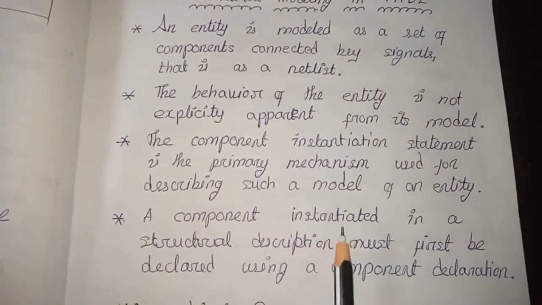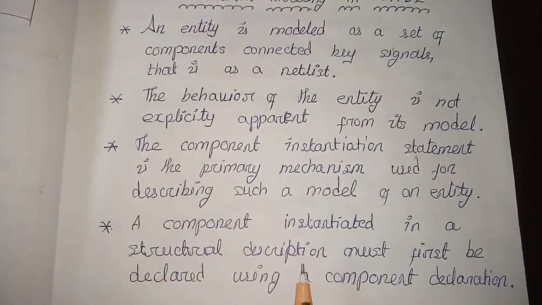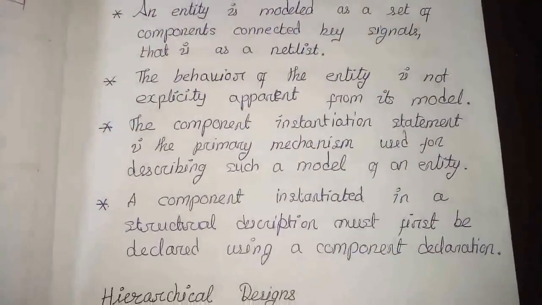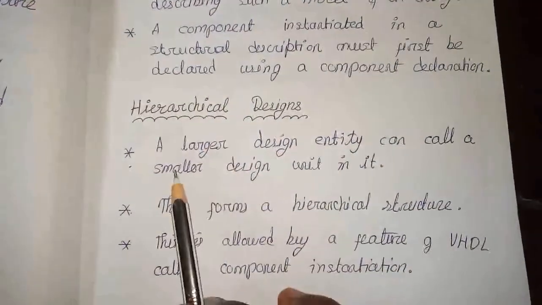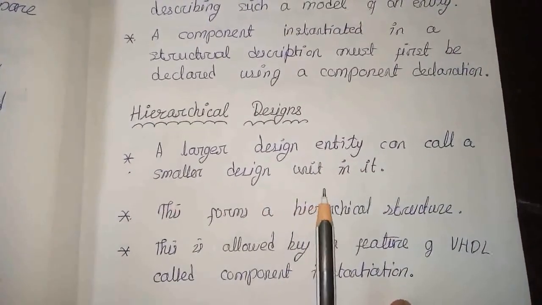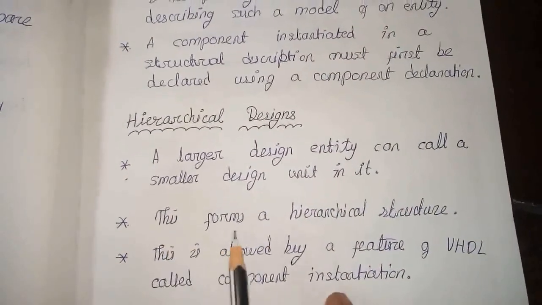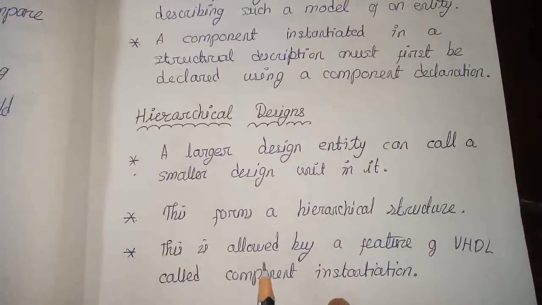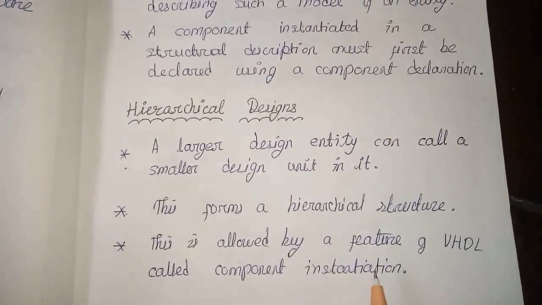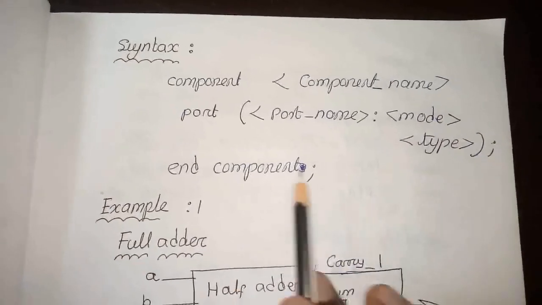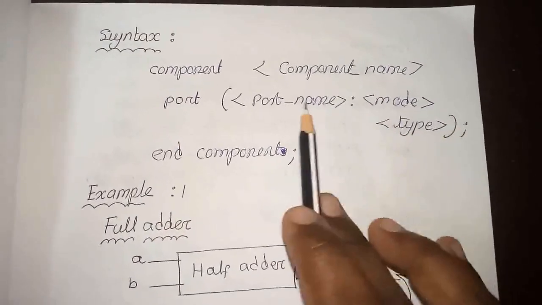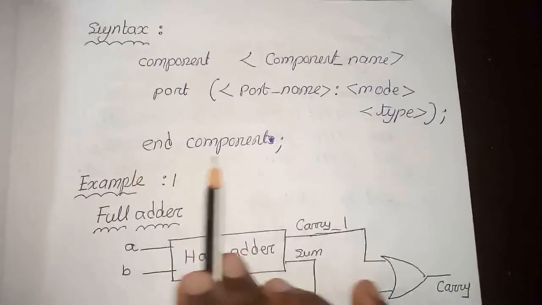A component instantiation in a structural description must first be declared using a component declaration. In hierarchical design, a larger design entity can call a smaller design unit within it. This process forms a hierarchical structure. This is allowed by a feature of VHDL called component instantiation. The syntax for calling a component: component name, port declaration, input and output whatever, and end component.